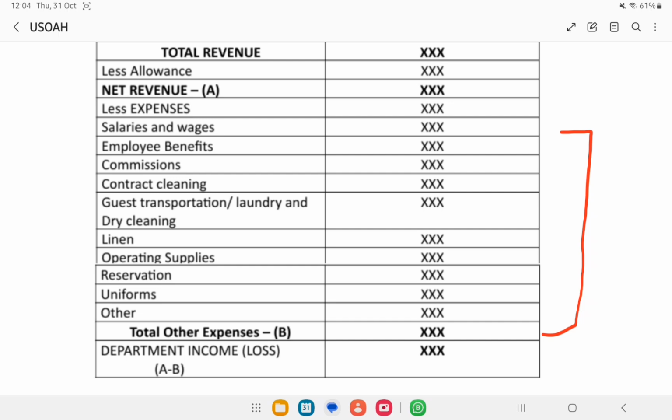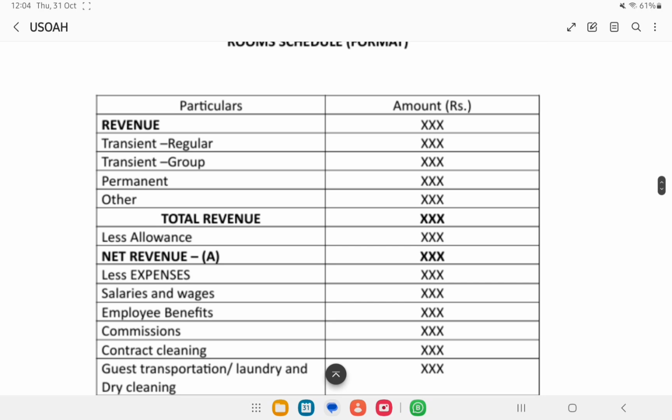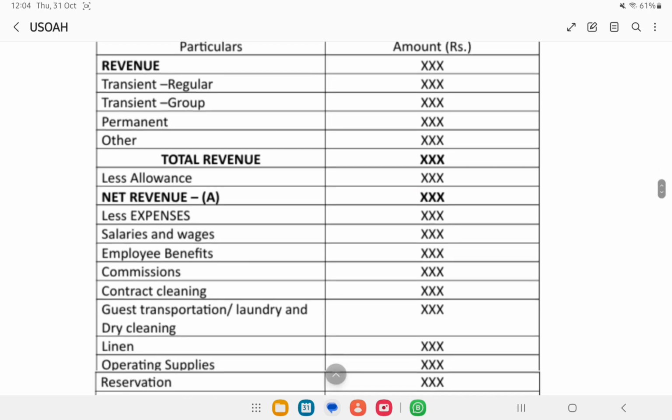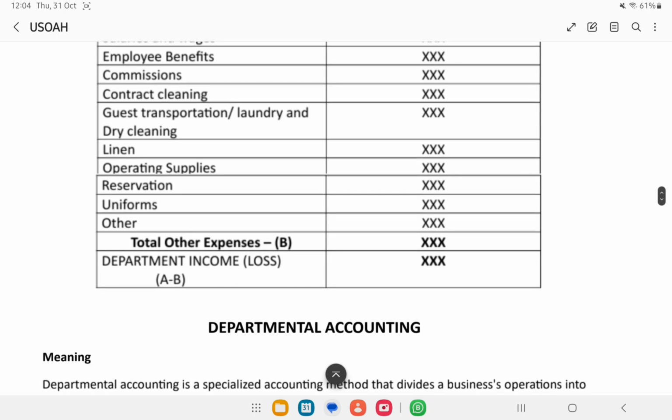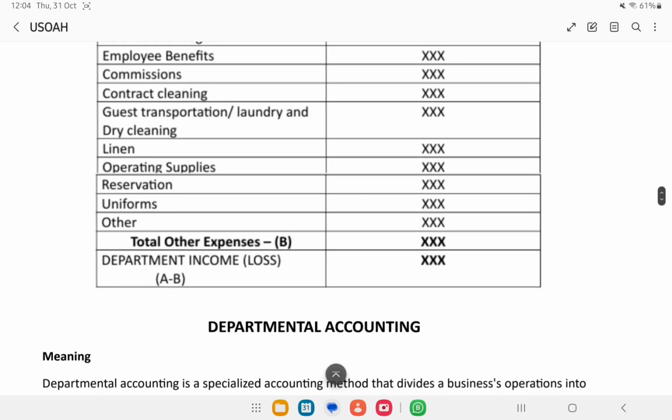So you can either take this process or you can do it in another way. Either you can take the sum of expenses and take the difference, sum of income minus sum of expenses, or you can directly deduct it from this total. So you find the gross revenue. From this amount you can deduct all the expenses to find whether the department individually has made a profit or loss.